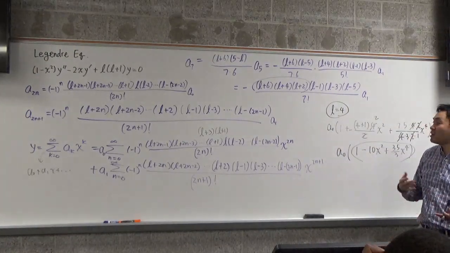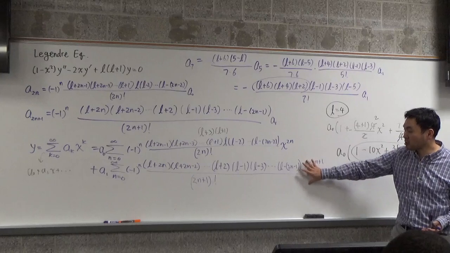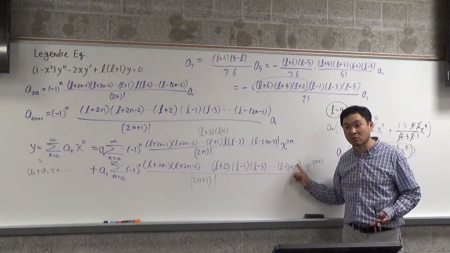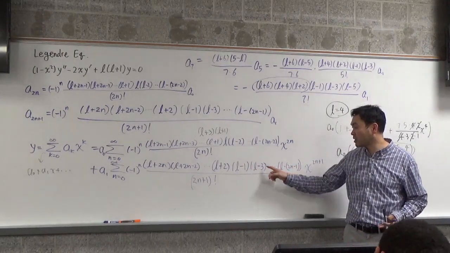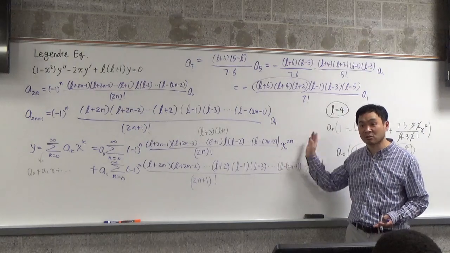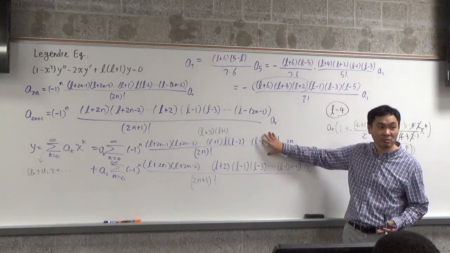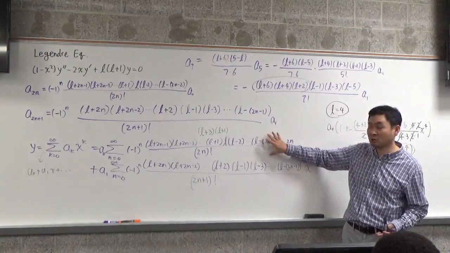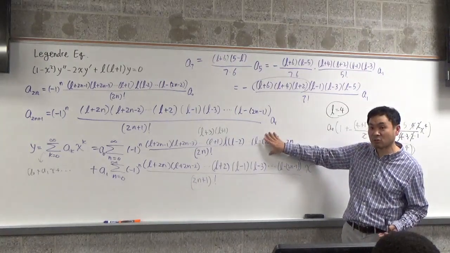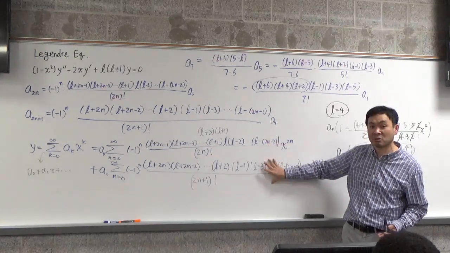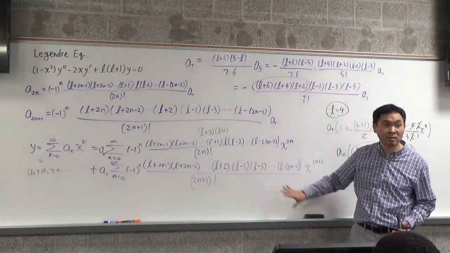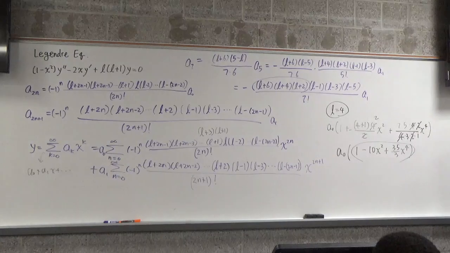And vice versa. If L is odd, this will actually terminate because this gives you the odd number. So if you have, say, L equals 7, then at some point when you have L minus 7, it's going to be 0. So this will become a polynomial. This will be an infinite series. So the infinite series one will be the Legendre function of second kind, and this will be a Legendre polynomial. So that's the solution.